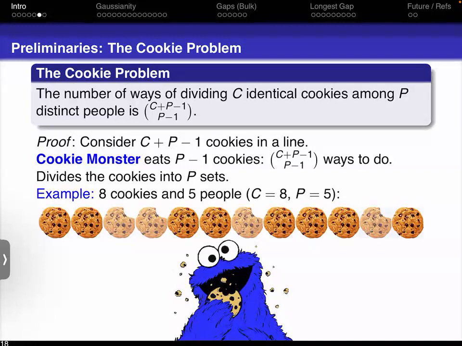And this is a nice simple combinatorics problem. How many ways can you choose P minus 1 cookies from C plus P minus 1 when order doesn't matter? That's just the binomial coefficient C plus P minus 1 choose P minus 1. And we're done. So this is a great way to use some combinatorial knowledge to get a result which will be of use for us in a moment. You might have seen this if you've done combinatorics. It's often called the stars and bars problem. That's the more standard way. I like to look at it as the cookie problem.